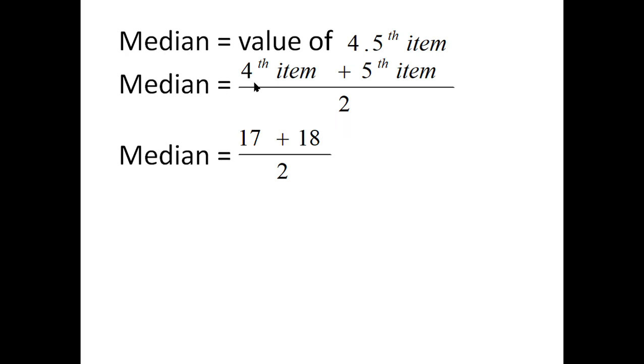The 4th item was 17 above, and the 5th item was 18. So (17 plus 18) divided by 2. By doing so, we'll get median equal to 17.5. So this is the process of finding median for individual data when they are given an odd number of items or an even number of items. Okay, so that was for the individual data.